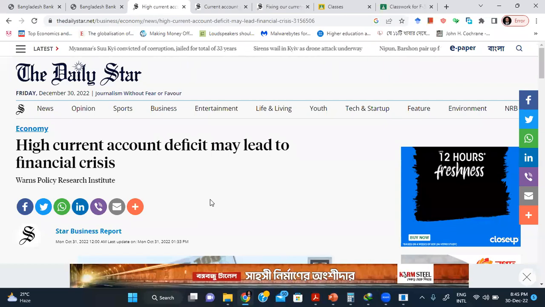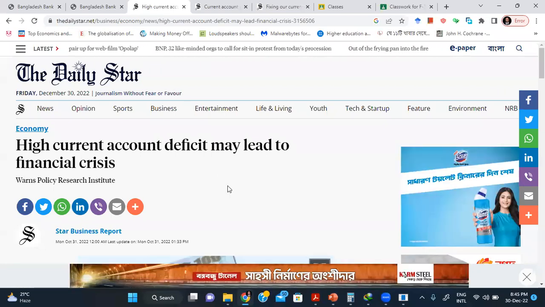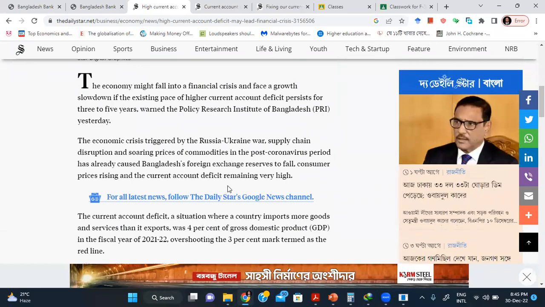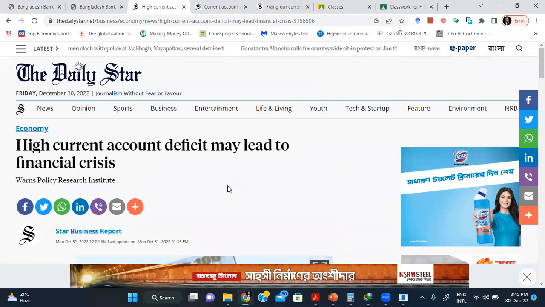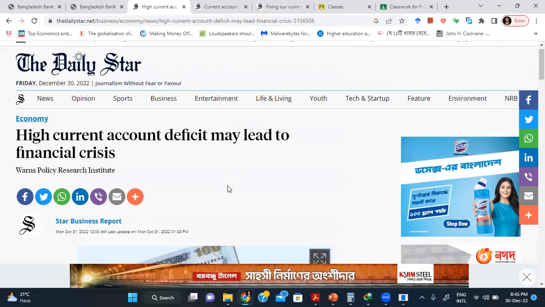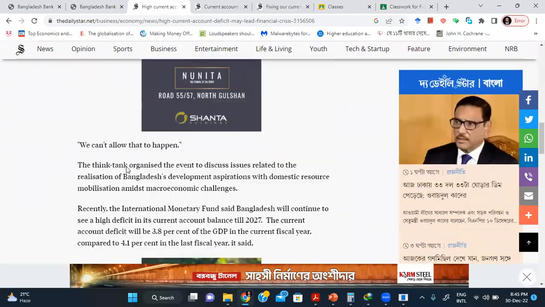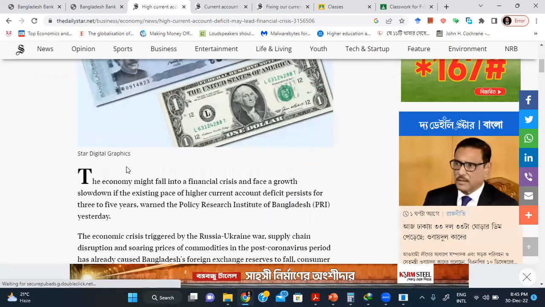Then another news, which is a newspaper report: the high current account deficit may lead to financial crisis. Okay, as you expected, when the current account deficit relative to GDP is unusually high, I mean unusually negative, obviously we should be in a deficit because of our economic structure, but that should not be so negative that it will lead to a financial crisis. Okay, so it was warned by a think tank, the Policy Research Institute. Okay, so they didn't provide a figure relative to GDP.